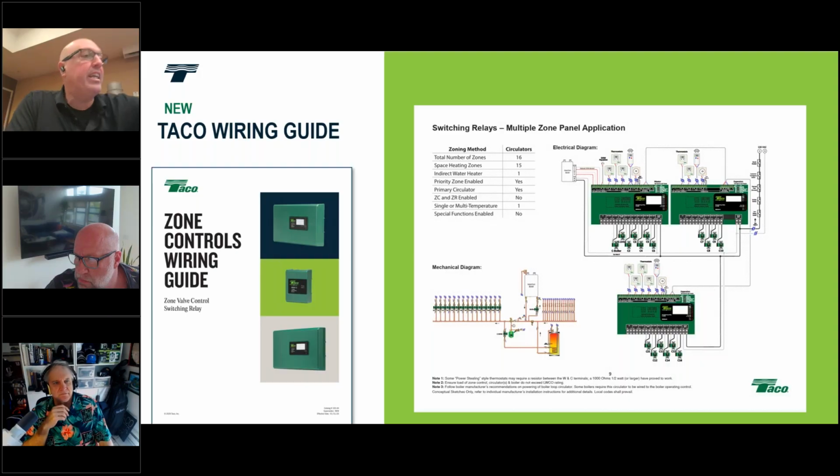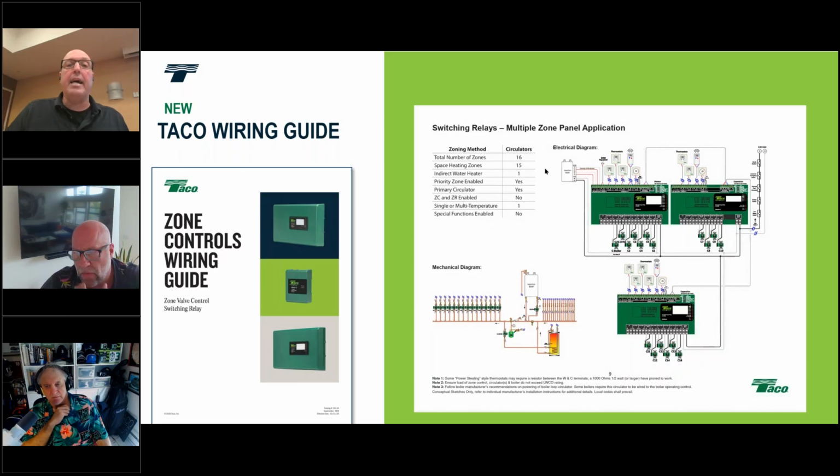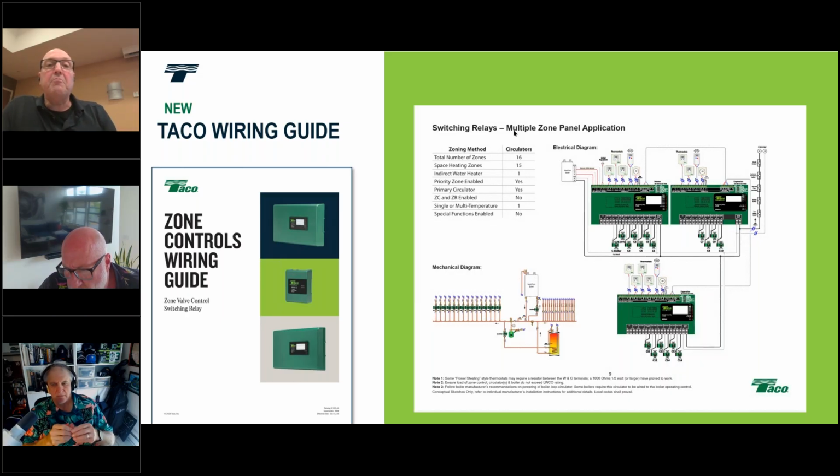So this new wiring guide is going to give you everything that you ever wanted to know about your systems itself. Now, what it does do, it also gives you a piping diagram to match up to your wiring, and it will also give you a legend. All right, and this legend is important to pay attention to. So, for example, it says here you've got 16 zones on this system. 15 of them are heating zones. One of those is indirect.